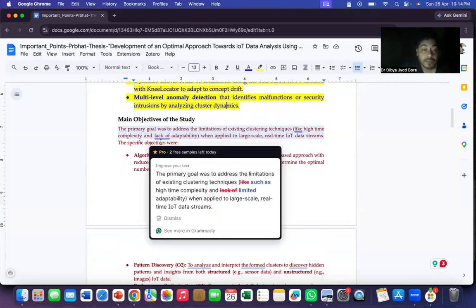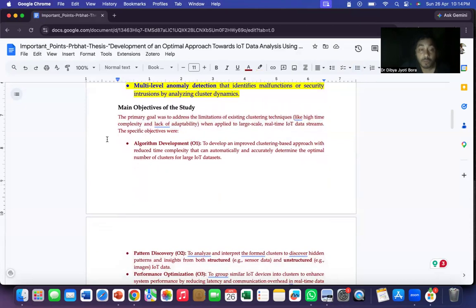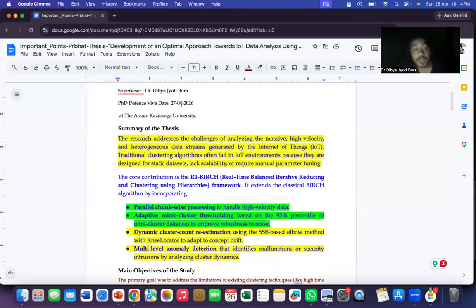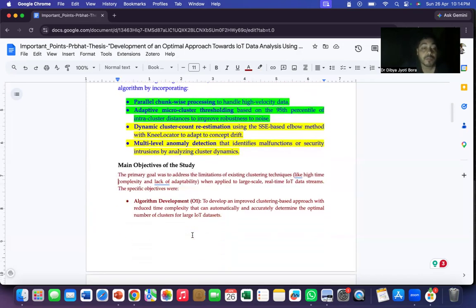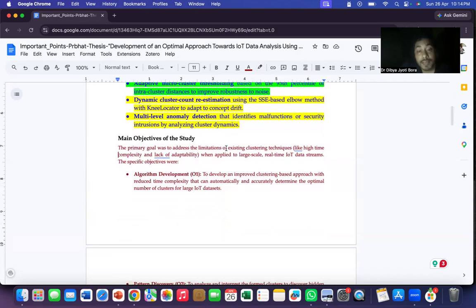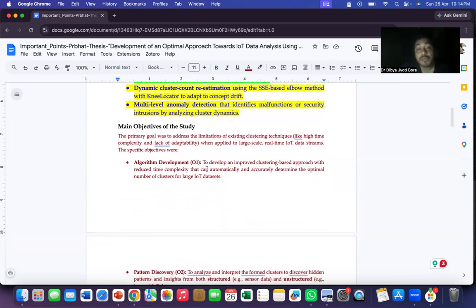And if I talk about the objective, you already got what the problem is. This is the problem statement of real-time heterogeneous data streams. They cannot be dealt with by common traditional algorithms as they deal with static data, not dynamic. So you know the problem statement. Now, for that problem statement, we kept this objective. The primary goal was to address the limitations of existing clustering algorithms, like high time complexity and lack of adaptability, when applied to massive, that is large-scale, real-time IoT data streams.